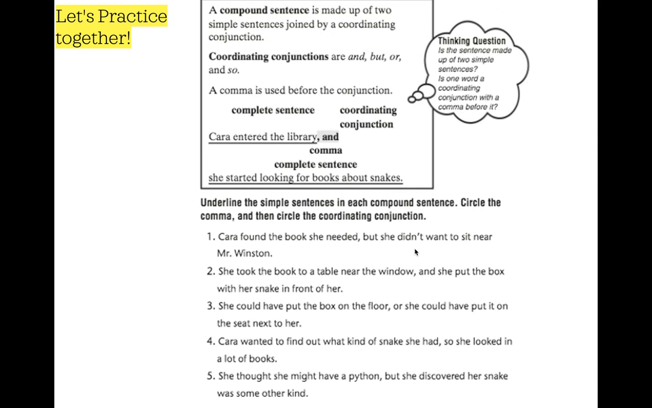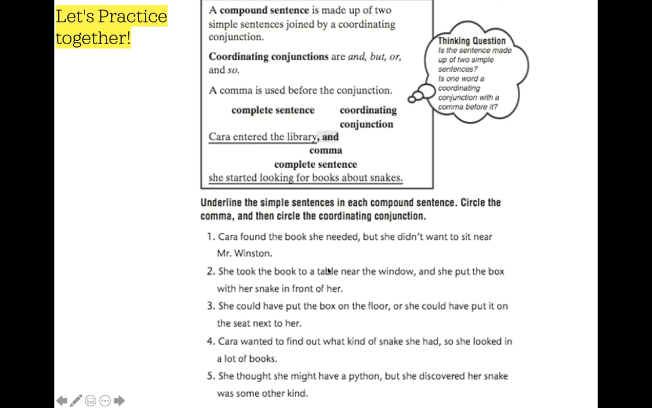So it says a compound sentence is made of two simple sentences joined by a coordinating conjunction. Coordinating means that it fits appropriately. You don't want to use but when you should be using and. You don't want to be using so when you want to be using or. All right, so a comma is used before the conjunction. Kara enters the classroom, comma, and she started looking for books about snakes. So let's give it a try.